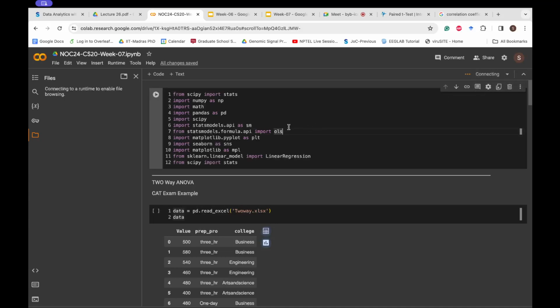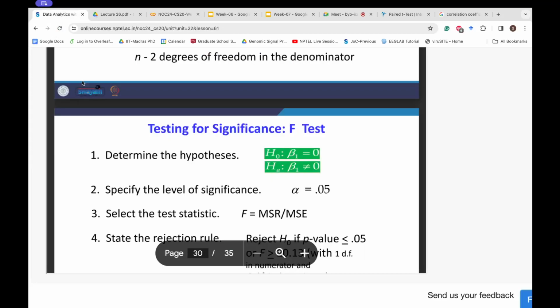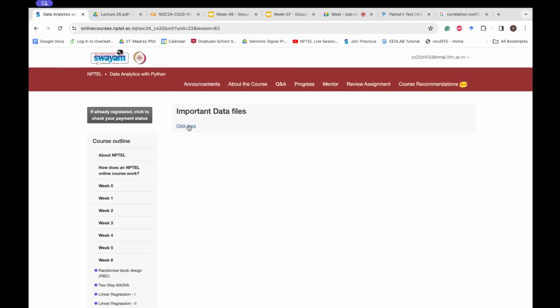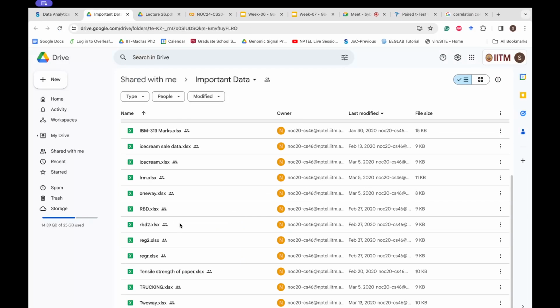Okay, so let me connect this. By the way, I'll be sharing all this with you. The data files that I am using over here are available in the week 6 important data link. In week 6 you can go to important data files, and you will find it in this drive folder. They have shared a drive folder link over here, so all these data files are here, Excel files.